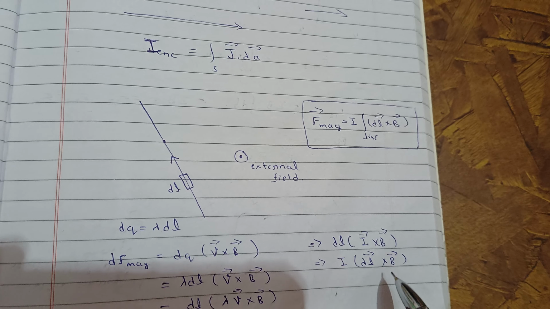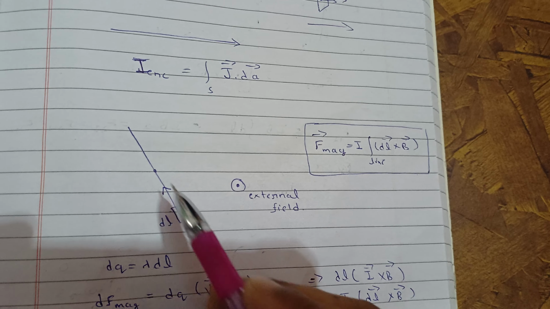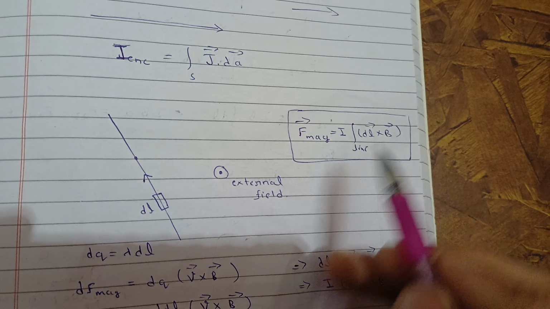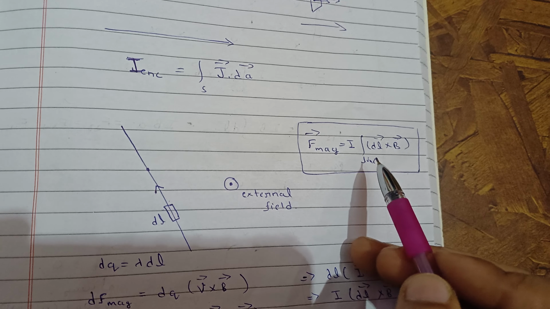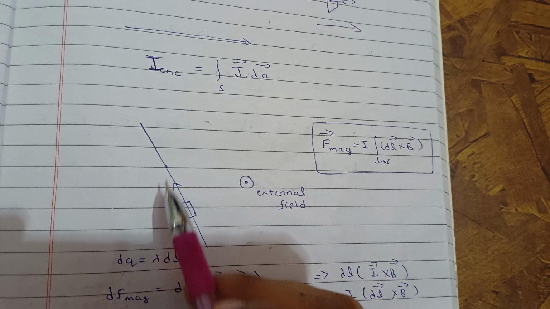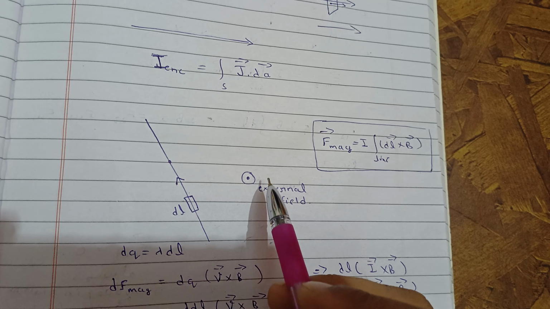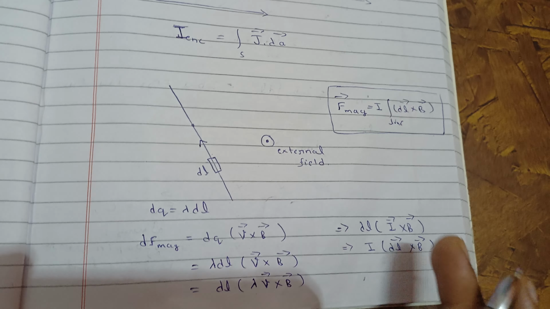So this is the generalized formula for a current carrying rod inside a magnetic field, that is equal to the line integral of I dl cross B. So this will give you the total force on the current carrying rod in the magnetic field. So you must remember this formula.